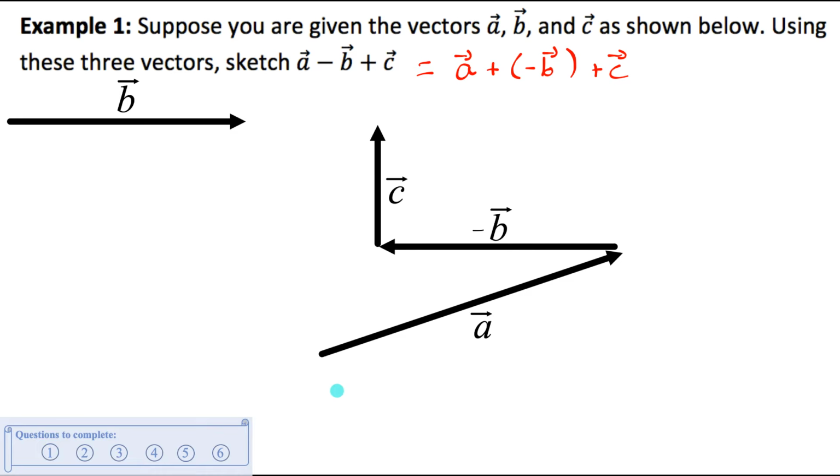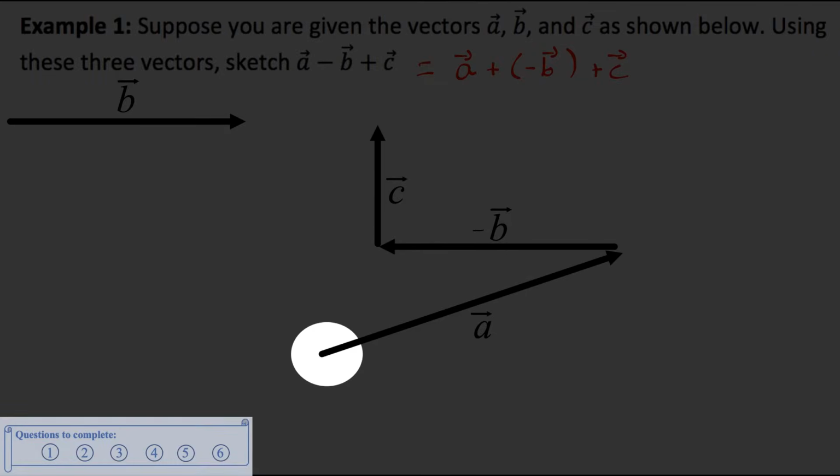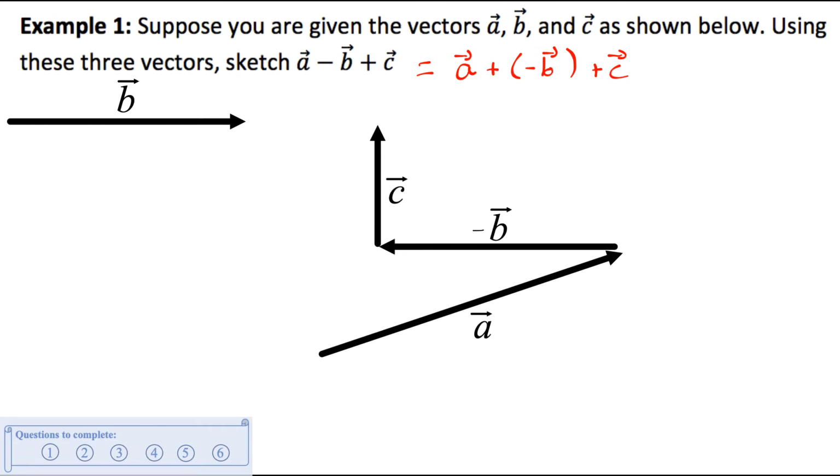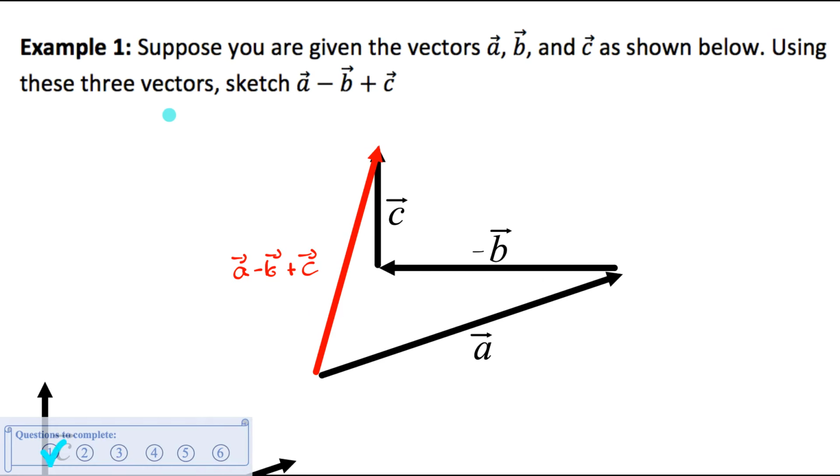And now the resultant vector goes from the tail of the first vector to the tip of the last vector. So it's going to go from the tail of vector a to the tip of vector c. So my resultant vector would look like this. That would be vector a minus vector b plus vector c. Okay, let me show you quickly another way we could have gotten vector a minus vector b plus vector c without doing the add the opposite method.